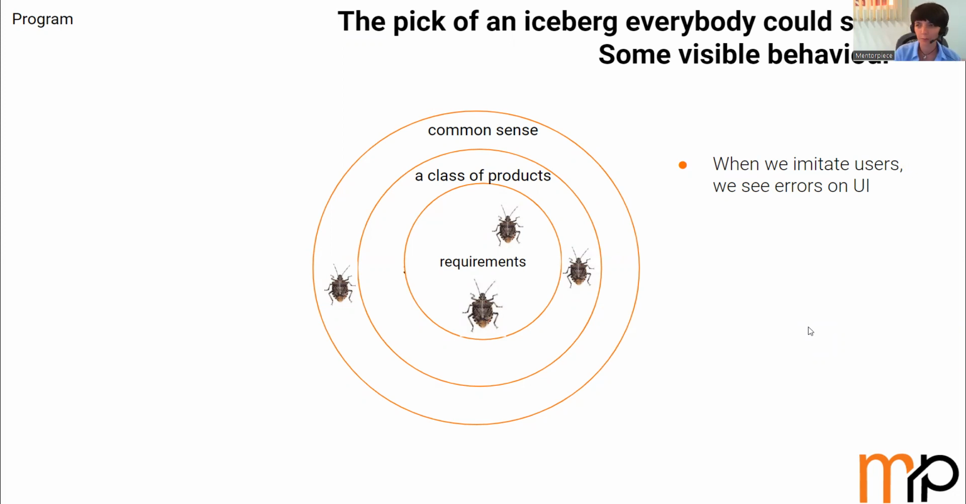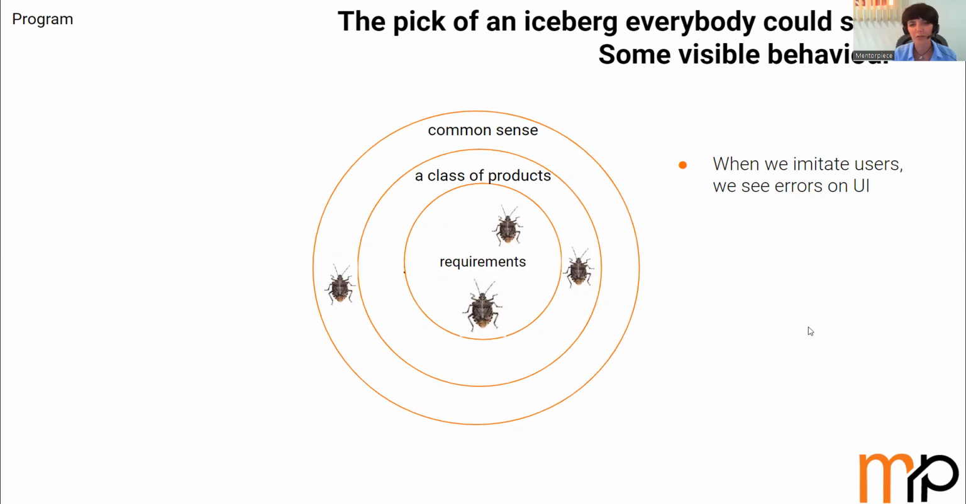This is a document from business, from product owner, and this is something that we can test against these requirements. And we can observe on our UI that some requirements are broken somewhere, okay? Some user interface is not according to the requirements.